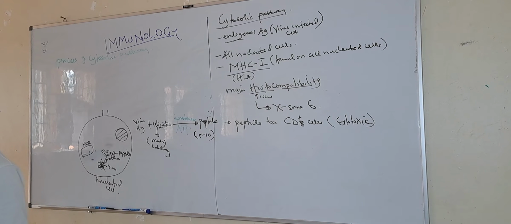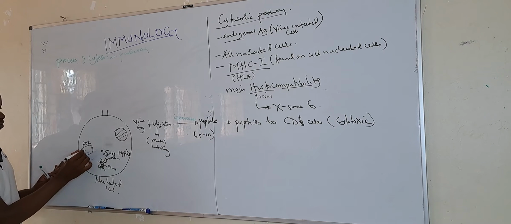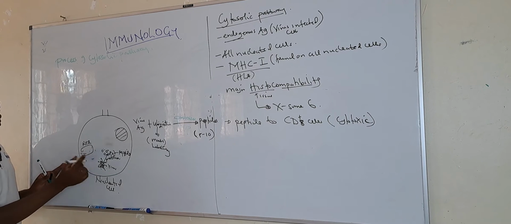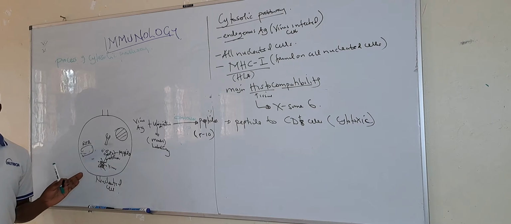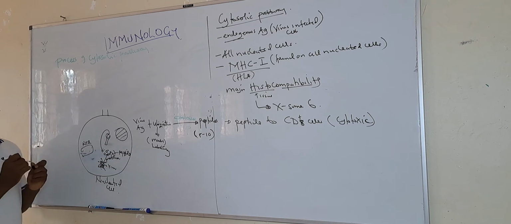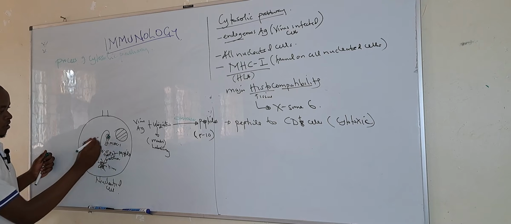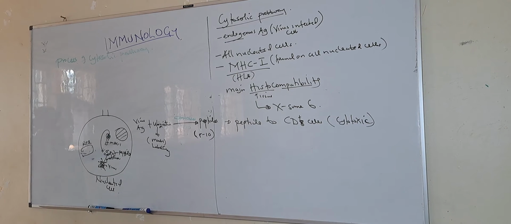We present it to the what? Within the rough endoplasmic reticulum, we are going to form our major histocompatibility complex type 1. Actually the major histocompatibility complex is here. There is a transporter that we shall come and we get one peptide, and we put it on the major histocompatibility class 1. So we get one peptide and we put it there. We form what we call the peptide major histocompatibility type 1 complex.